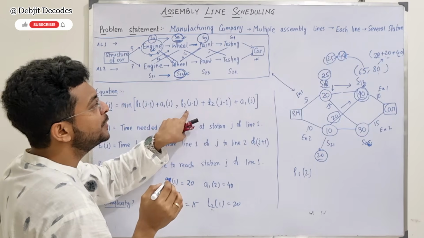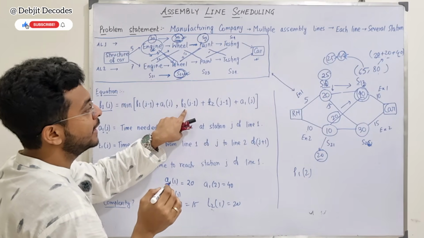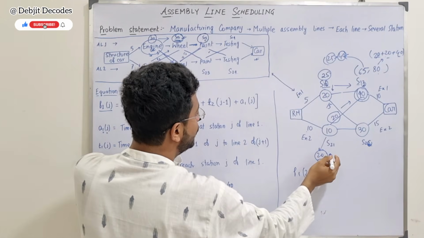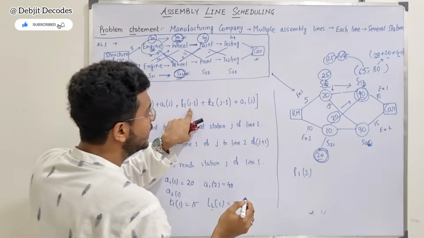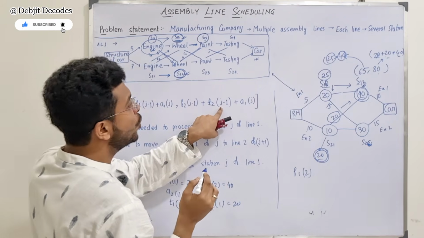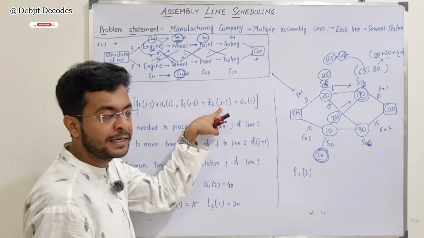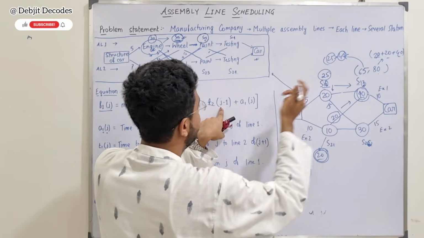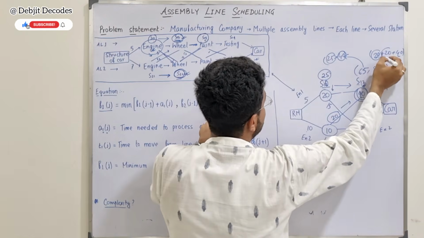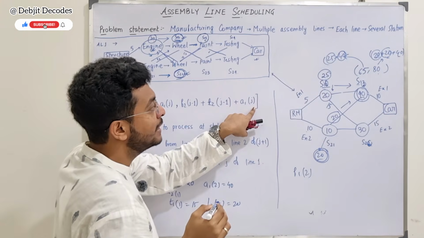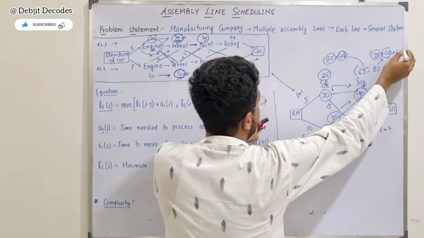Or f2 of j minus 1, that is, you are coming from the other line. So f2 of j minus 1 is 20 plus t2 of j minus 1. What is t2 of j minus 1? The transfer time from the second assembly line, so this is 20. So again 20 plus 20 plus a1 of j, which is a1 of 2, 40.